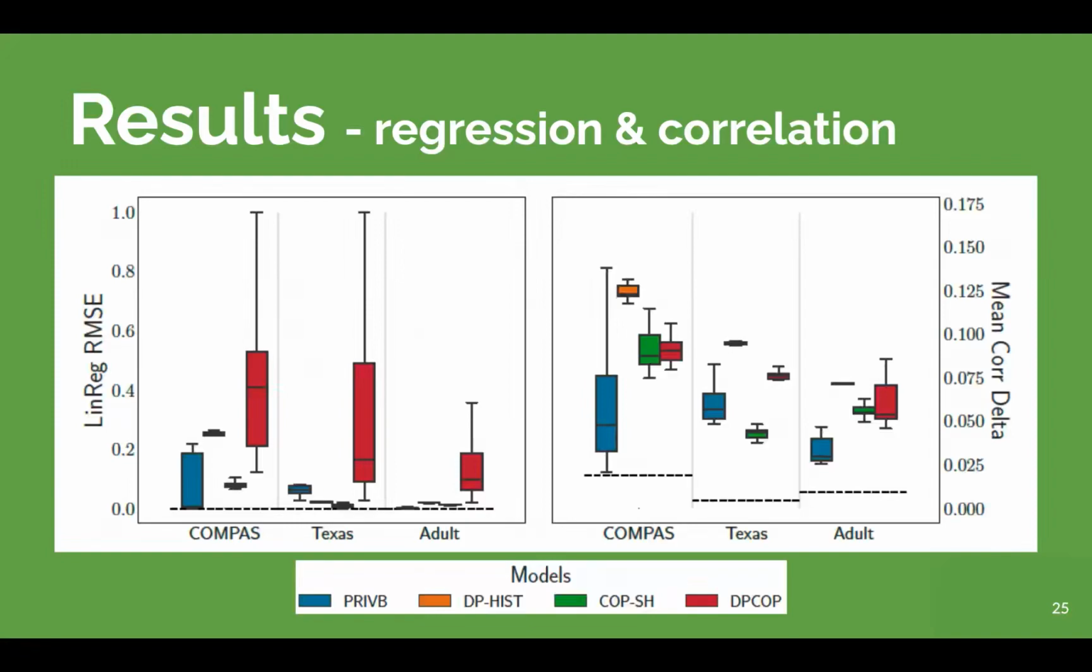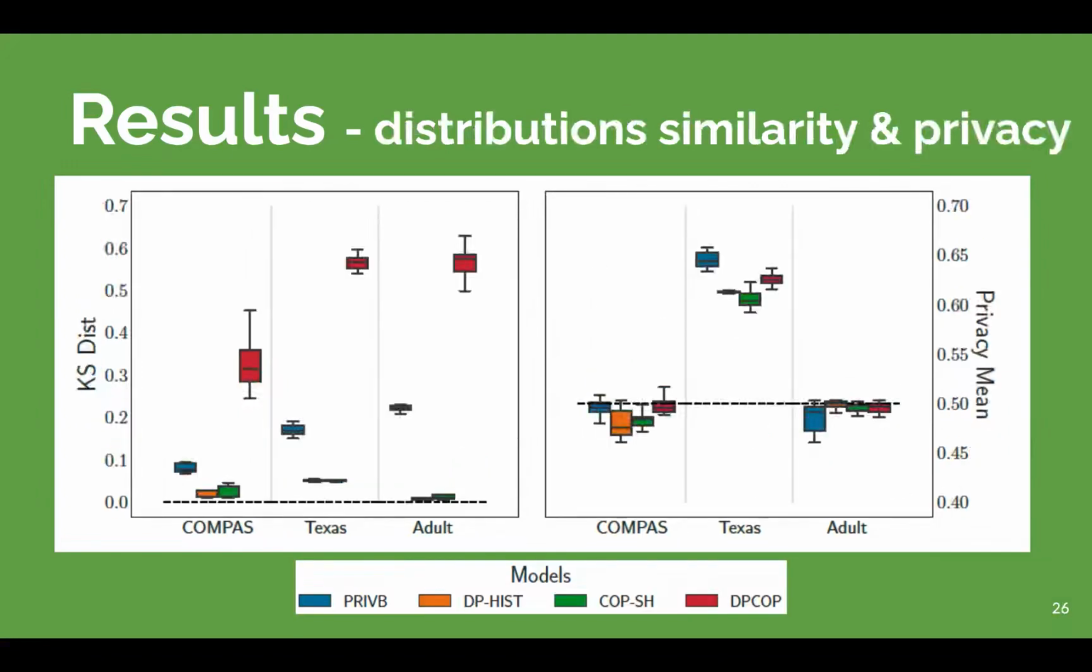Here, PrivBase also outperforms copulas a bit, but still copulas is more stable overall in that matter. As for the distribution similarity and privacy, copulas often offers the most similar distributions, way ahead of PrivBase in that matter.